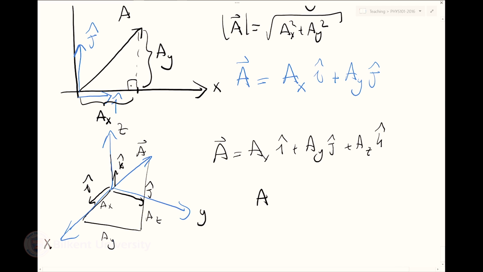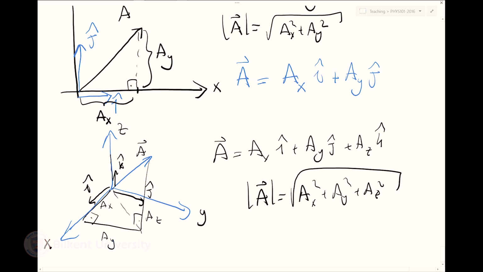Now, how about the magnitude of a vector in 3 dimensions? I need to use the Pythagoras theorem 2 times. So it's going to be ax squared plus ay squared plus az squared, all square root.